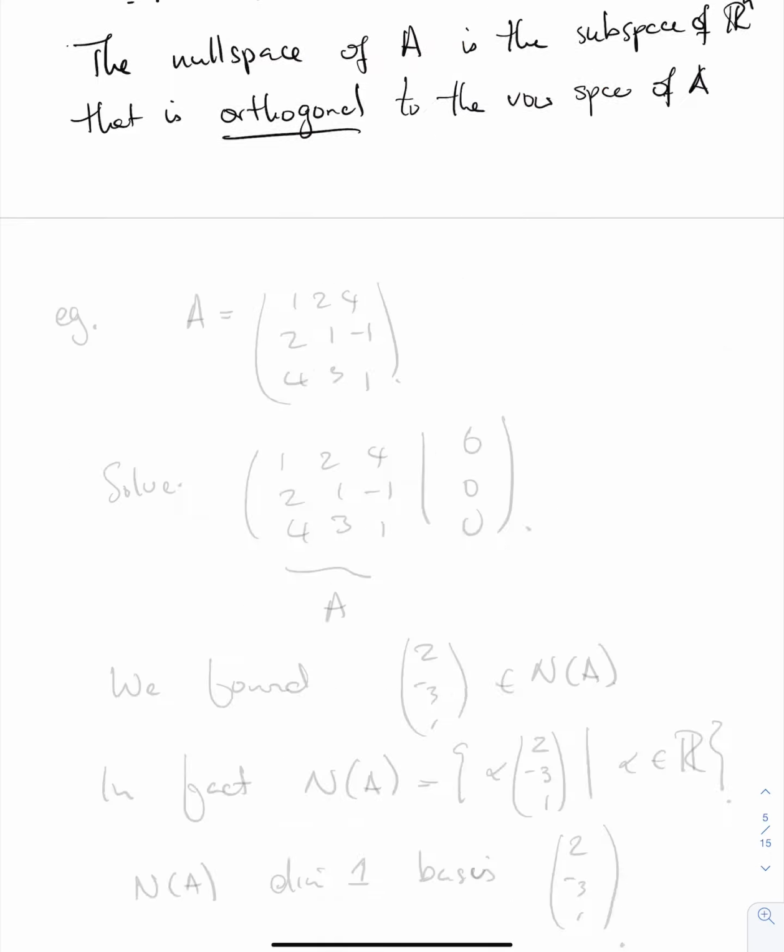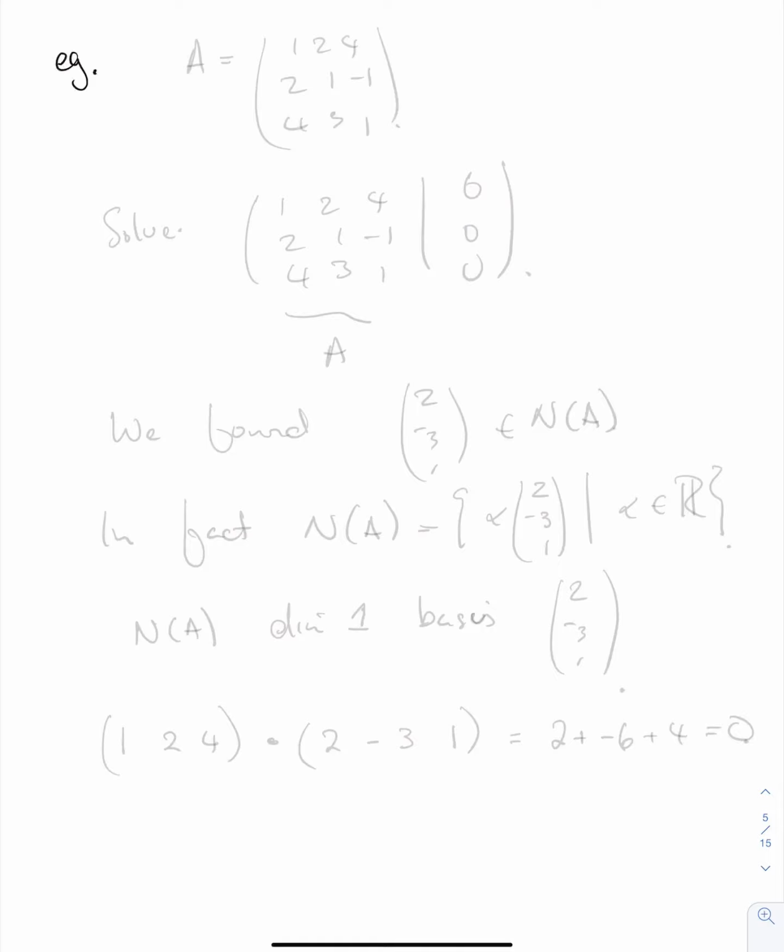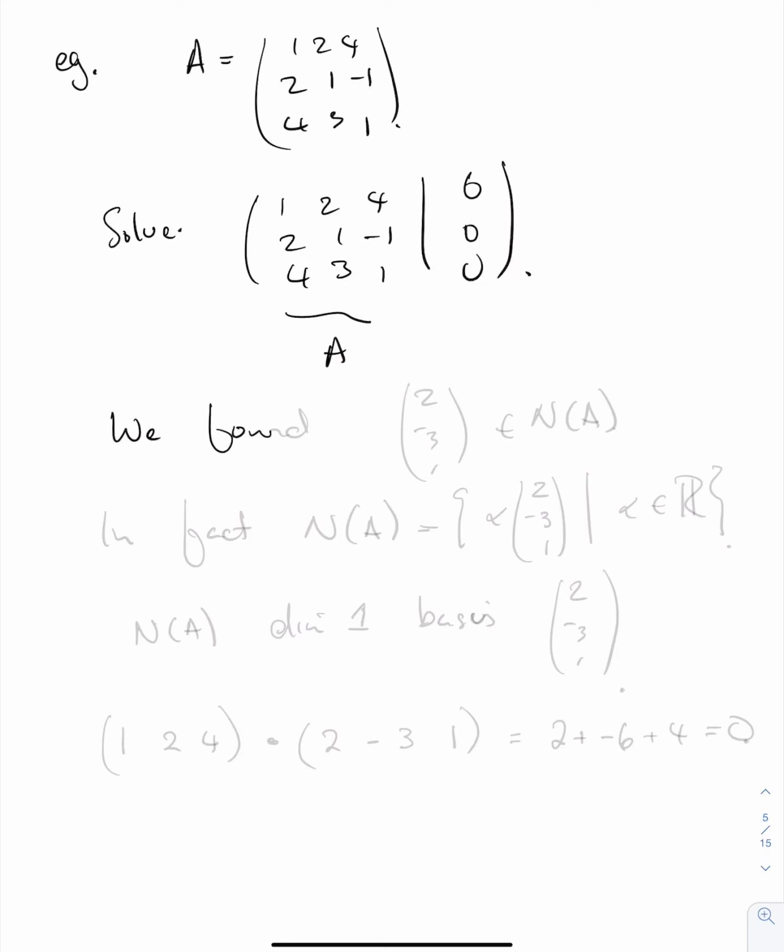Let's do an example. Say we've got A equal to 1, 2, 4, 2, 1, negative 1, 4, 3, 1. All right, we're going to solve this system. You've seen this matrix before, so I won't bore you with the details. Now we found earlier that (2, negative 3, 1) is in the null space of A. And in fact, if you're actually going to find the solution to this, you would get alpha times this.